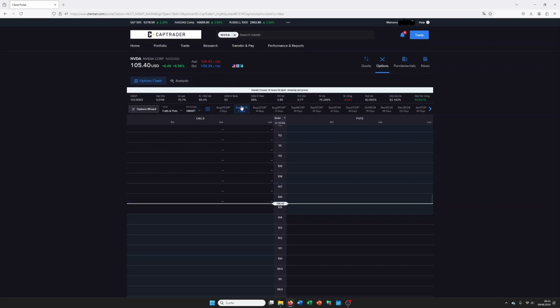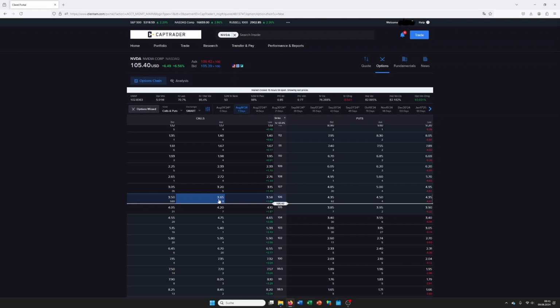So the longer you go out in the expiration date, the more you will pay for the option, which is pretty logical if you think about it, because the longer it is till expiration, the more time your option has to reach your strike price and bring you into profit.